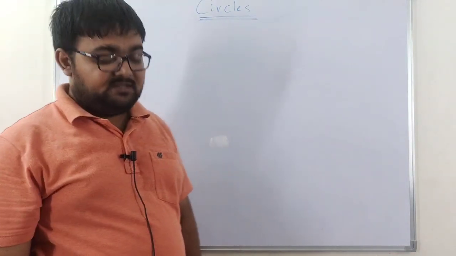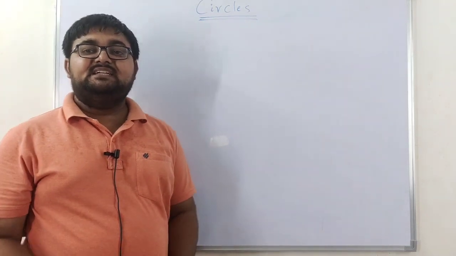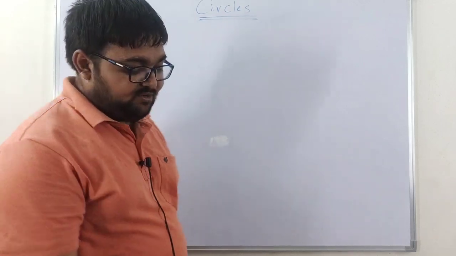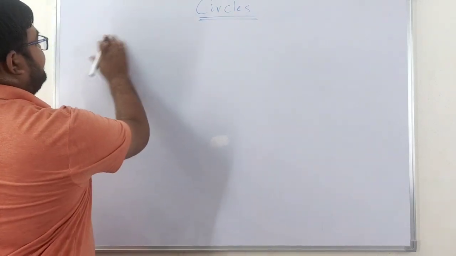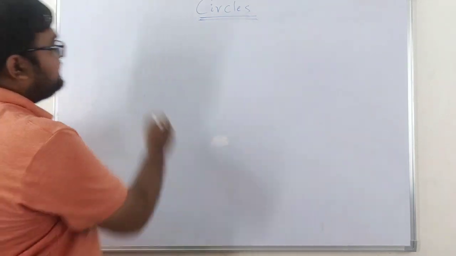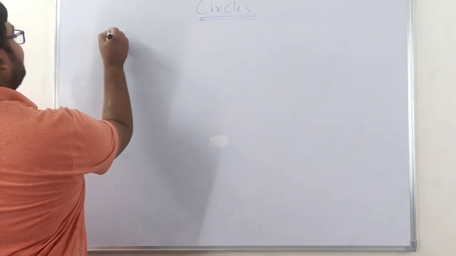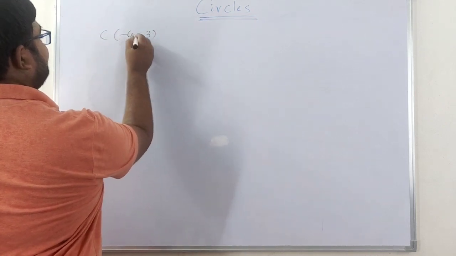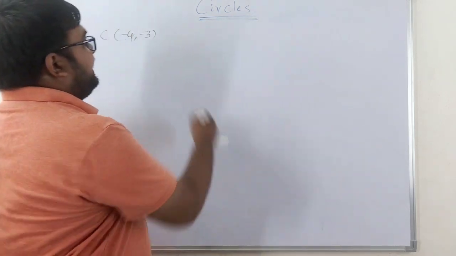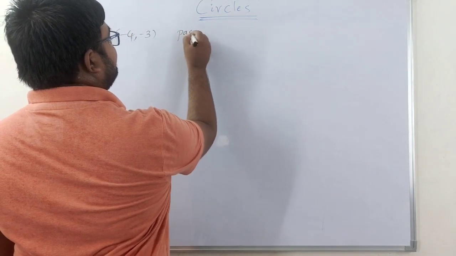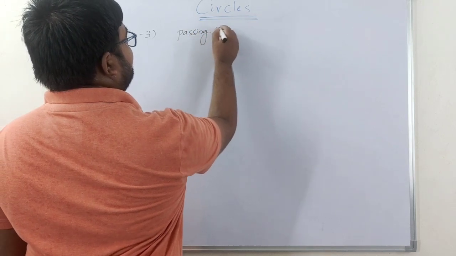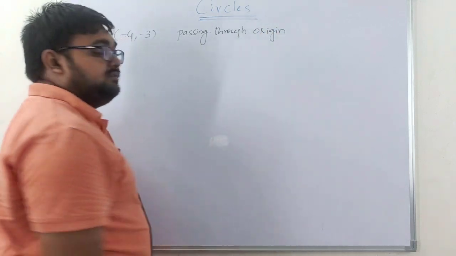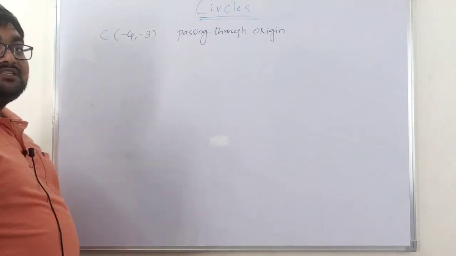So the model is nothing but, here you will be given center as well as a point through which the circle is passing, right? So let us consider a question. See, the center is given as minus 4 comma minus 3, so center C is minus 4 comma minus 3, and the circle is passing through origin. So we need to find out the equation of the circle.